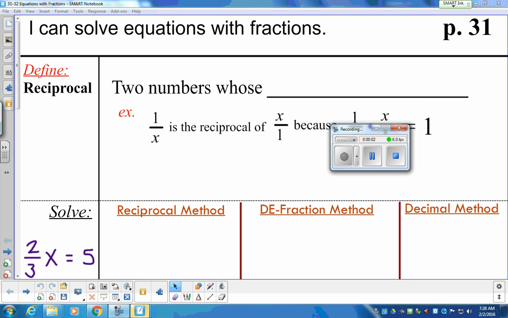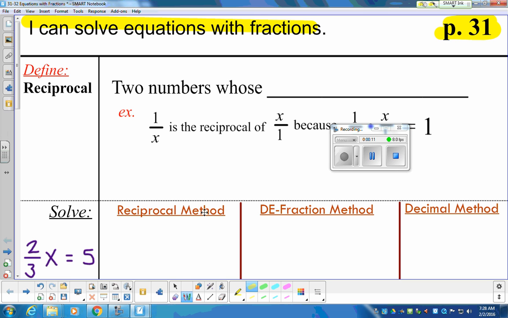Hey, seventh grade. So our learning target for today is I can solve equations with fractions. You should be on page 31. So everybody should be on page 31 for our learning target today. So we're going to talk about some definitions.